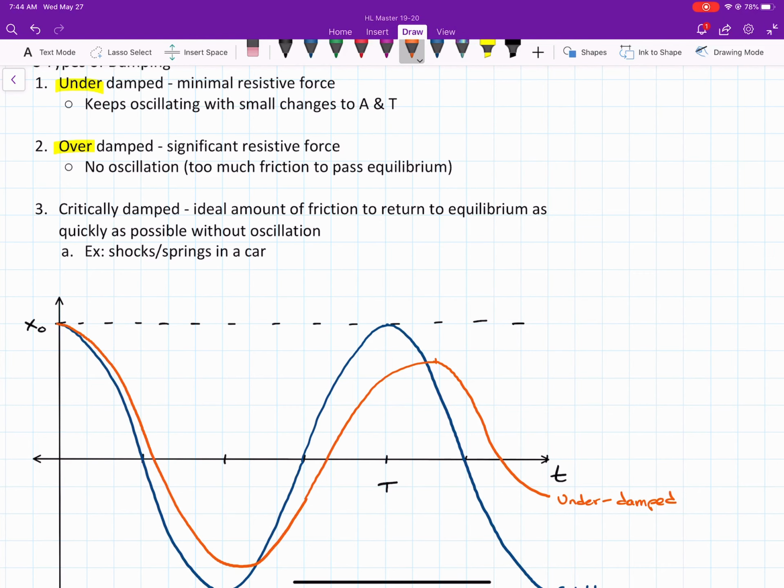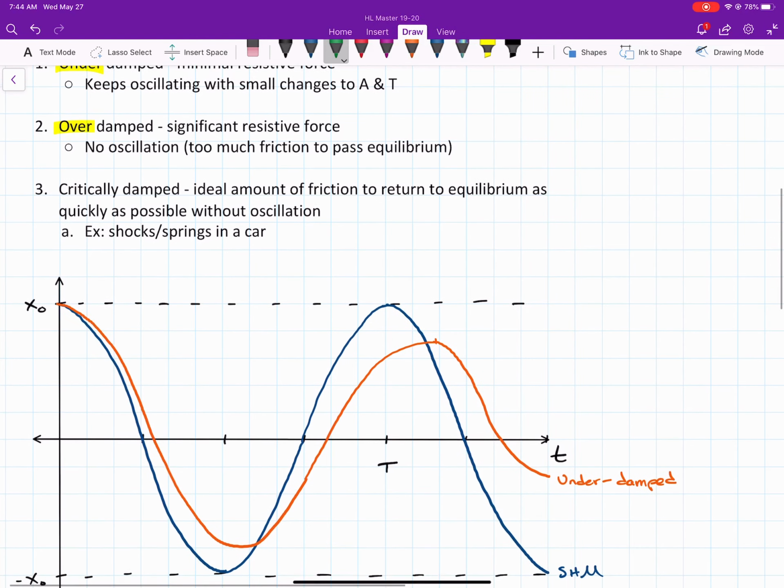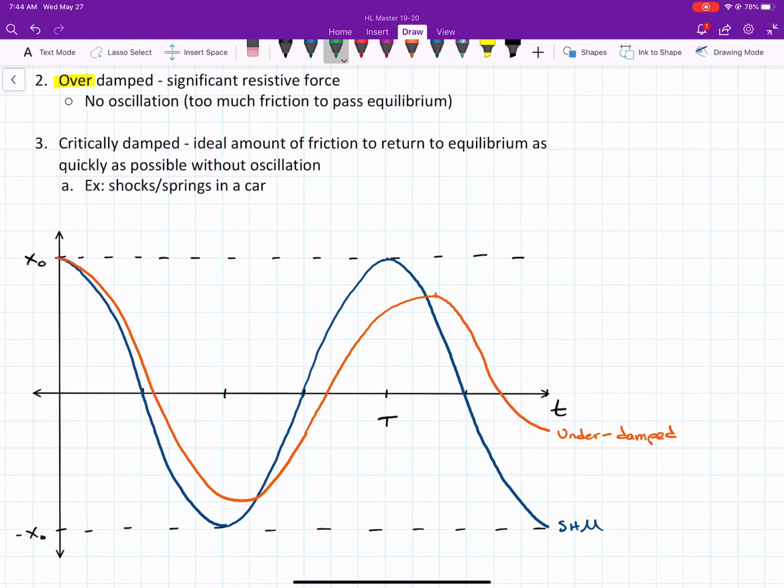Overdamped is when there's so much resistive force. Again, a lot of times this just doesn't even pass equilibrium. It might take a really long time to do that, so there's so much friction. It would be like running a pendulum maybe underwater or in some really dense fluid, where the pendulum would take a long time to reach equilibrium, and it might not even reach it in the view that we're looking at. So this is overdamped.